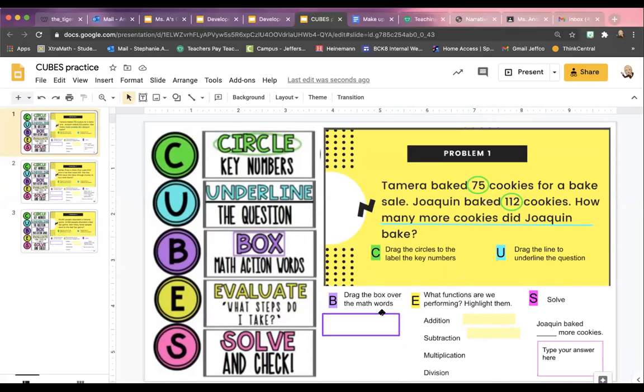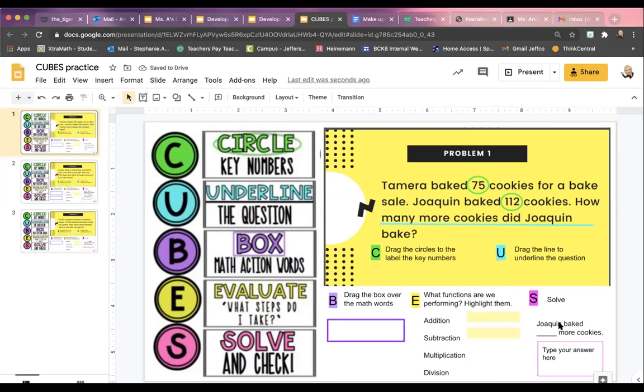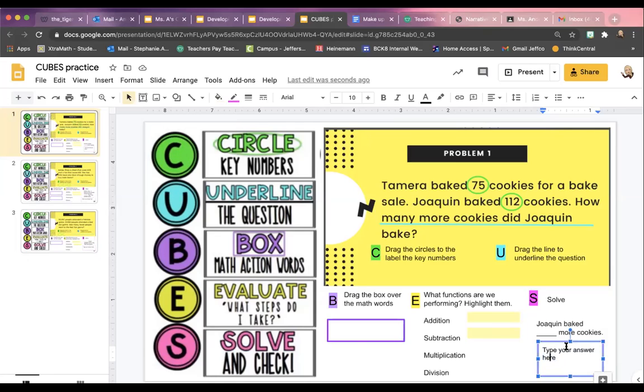Box your math words. How many more? Oh, how many more? Definitely math asking us. And then here, what functions are we performing? Highlight them. These little yellow pieces, you're not going to actually highlight the word problem. You'll highlight like, okay, we're adding, are we subtracting? You'll just drag them over here. I gave you 2 highlighter strips per question. You may only have one function, you might have 2. That's up for you to figure out, but I gave you 2 for each. And then down here, like we talked about, writing a complete sentence for solve. Joaquin baked blank more cookies, and then you'll type your answer. These are text boxes, okay?